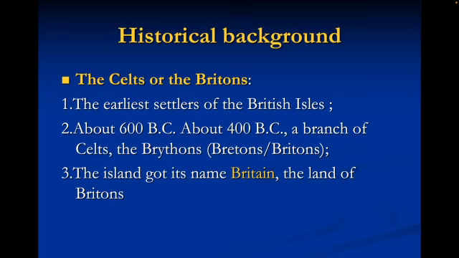Now, when we look at the Celts or the Britons in the historical background, the earliest settlers of the British Isles came around about 600 BC, and about 400 BC, a branch of the Celts or the Britons started to settle, and that's how the island got its name of Britain, the land of the Britons.